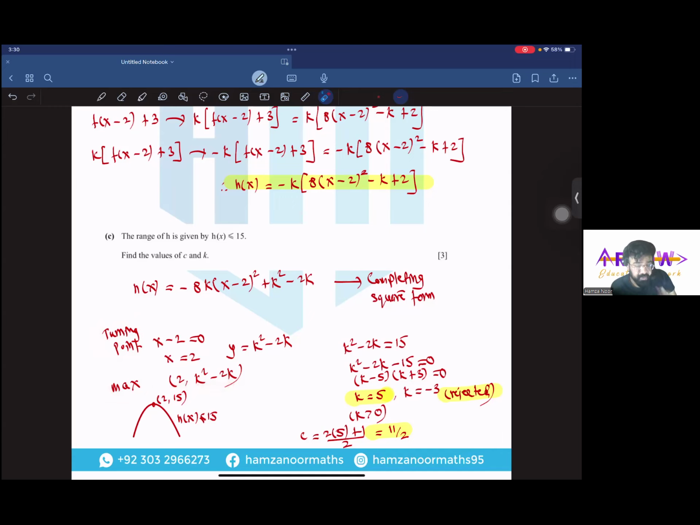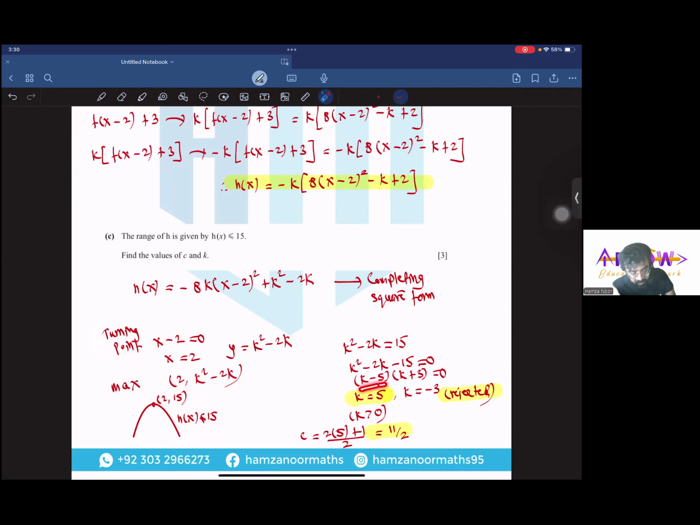And since we know that this is the maximum turning point, this means that (2, 15) is the maximum turning point of this quadratic graph. Since the range is that h(x) is either equal to 15 or below, this essentially means that the maximum turning point is (2, 15). So just comparing the y coordinates here, k² − 2k = 15.